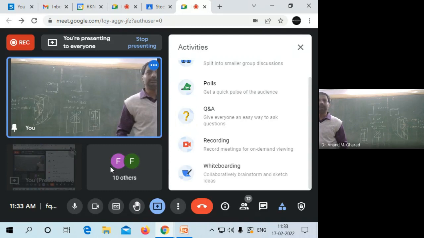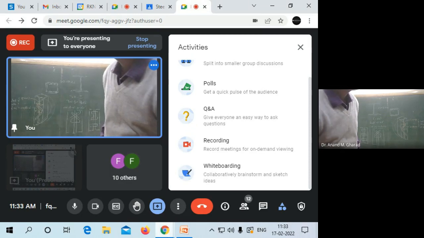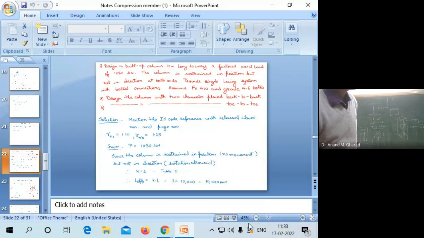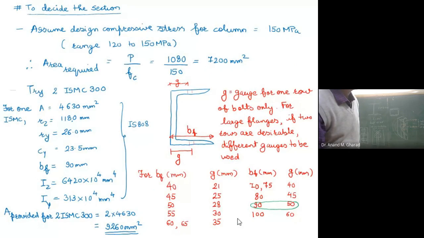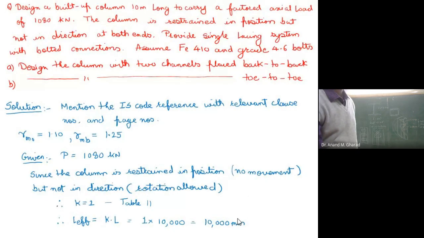Is this clear? So you please open, can you please open page number 48 of IS 800? Page 48 of IS 800-2007. क्या दिया है उसमें?